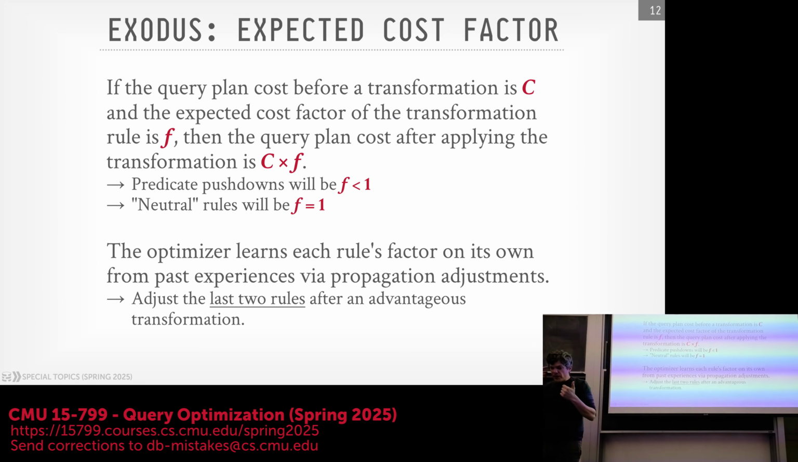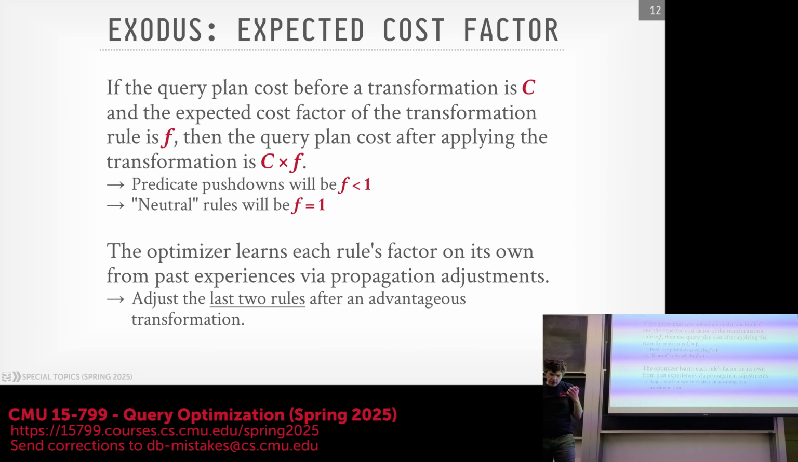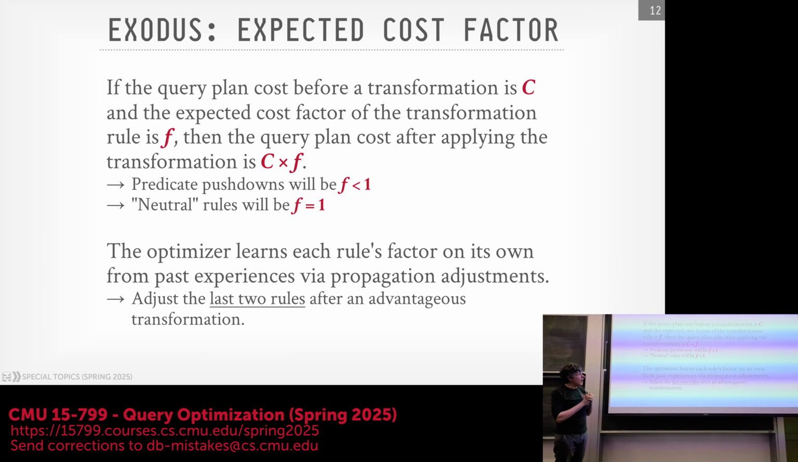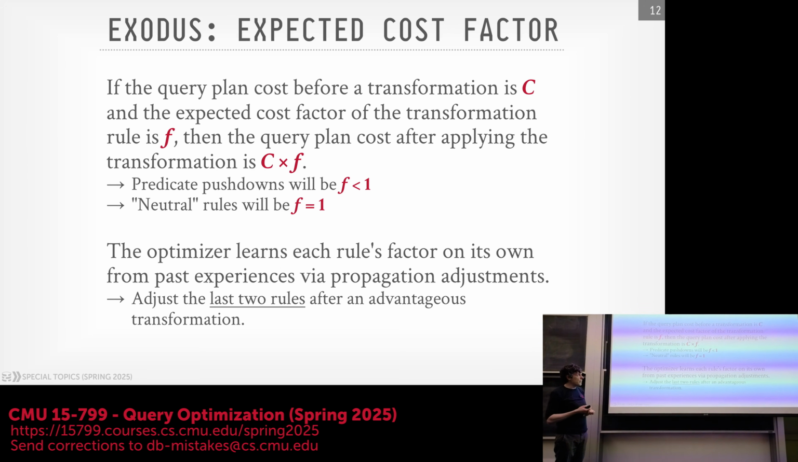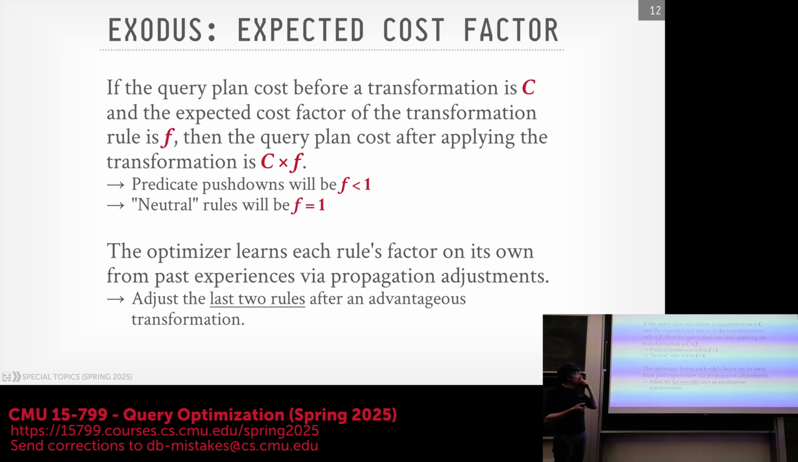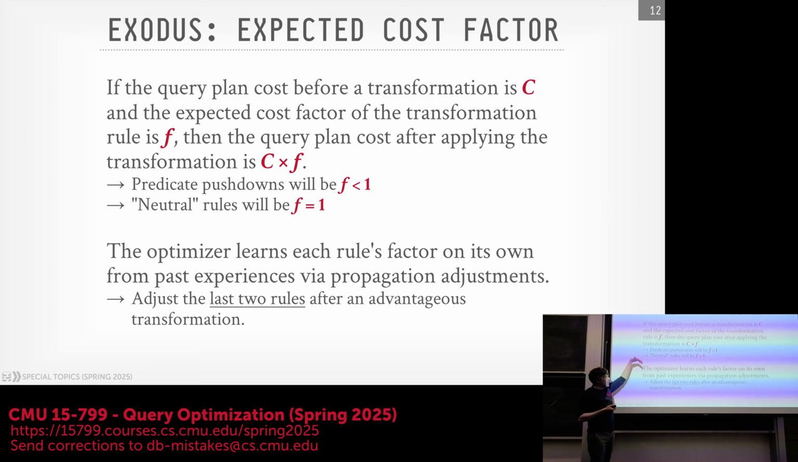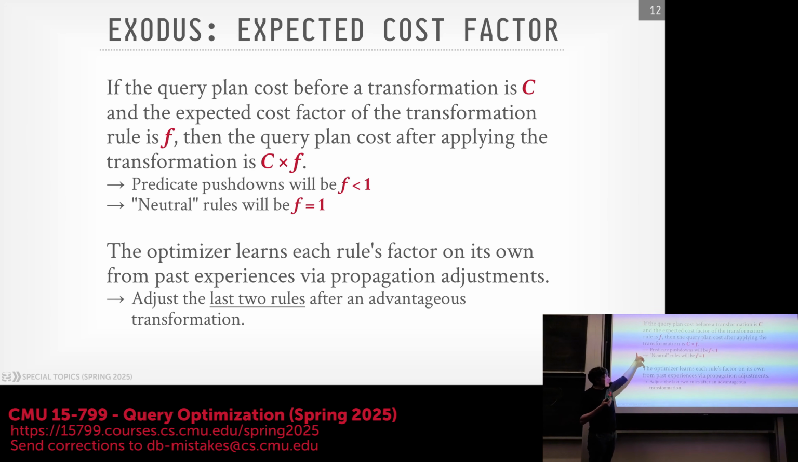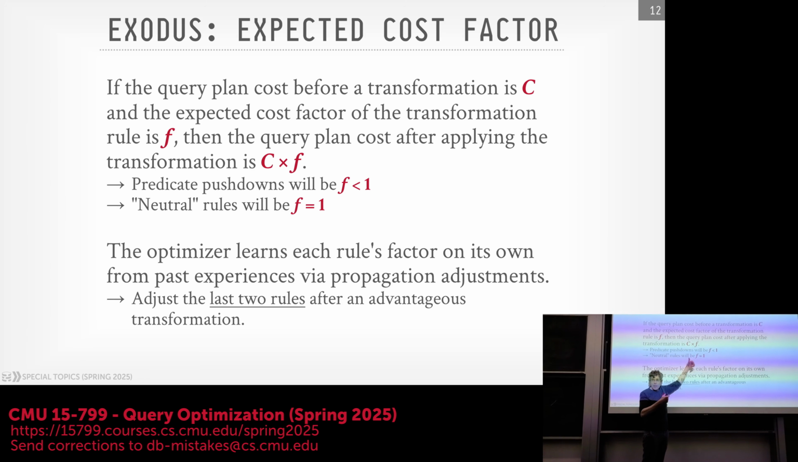So the way to think of this is, if the total cost of my query plan right now is some value C, then the expected cost of a transformation is going to be this F that's going to say, here's the effect of applying this transformation to my query plan and how that's going to affect the cost. So the idea is that if this F is less than 1, then you think it's going to have a bigger benefit for you. And the closer it is to 0, the better, right?